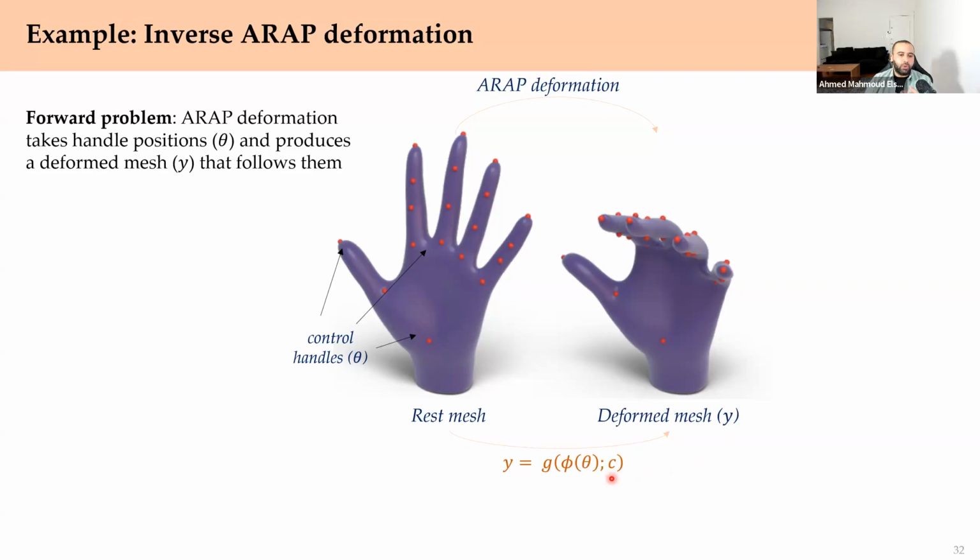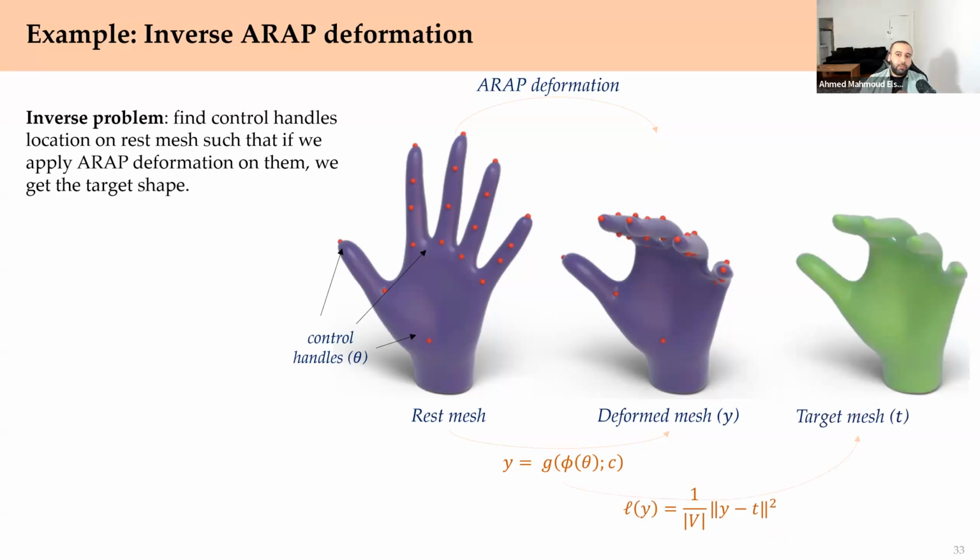So this could include the Laplacian, which we need for certain steps in the ARAP. It could also include the rest position. So we take all of them and we just represent them using C. Theta is the handle position. Phi is just an identity matrix, and J is the ARAP solver. And this will produce Y, which is the deformed mesh.